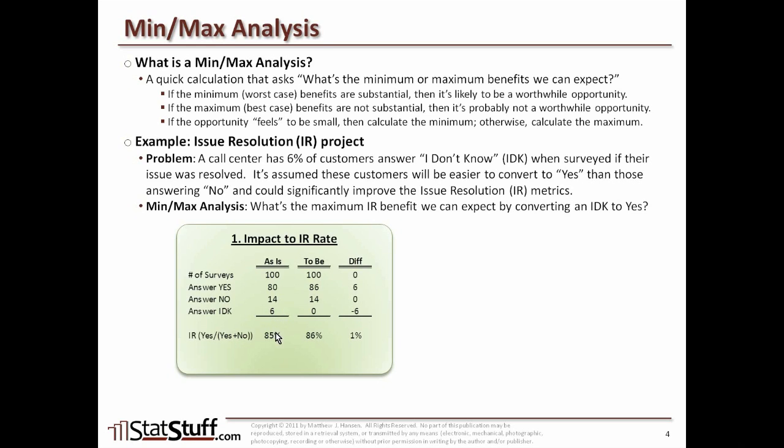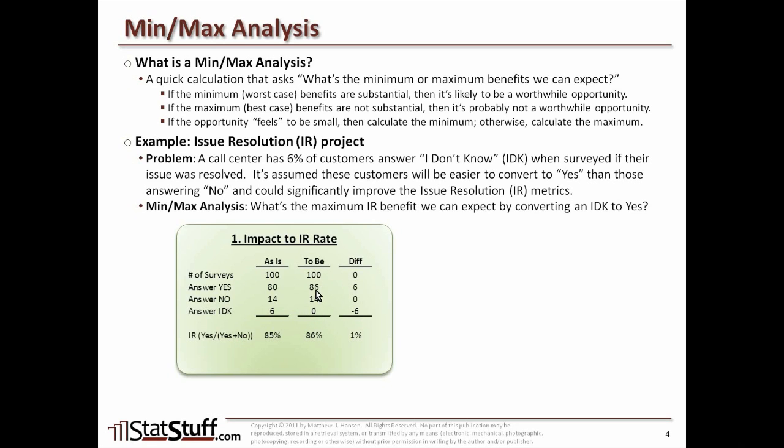So in order to get an 85% IR rate, it's basically 80 out of 94. The I don't knows, those 6, are pulled out of the 100 surveys and no longer calculated as part of it. So we thought, what would the maximum case be if we were to try to change these I don't knows? The best case scenario is we convert every single one of those I don't knows to a yes. So we took all 6 of these and threw them into the upper bucket, where they answer yes. Our I don't knows now become 0.